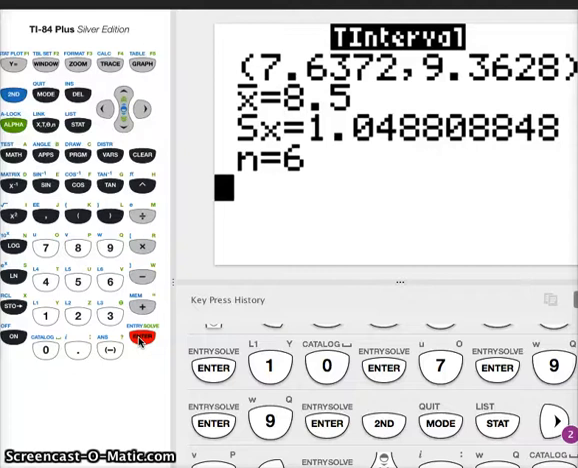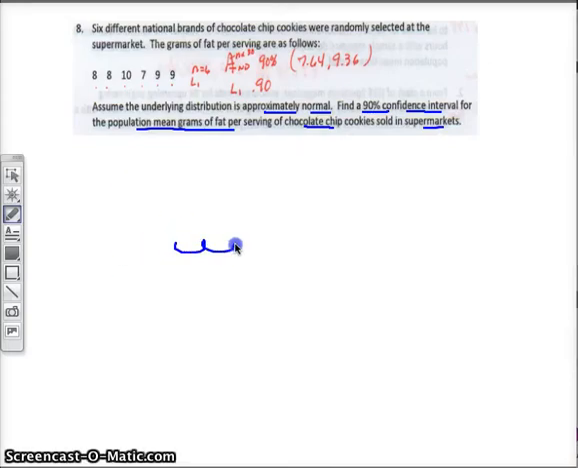7.64 and 9.36. We are 90% sure that the mean fat weight for these cookies in the supermarket is in that interval. So hopefully you enjoy that. Again, I would write that out, but you don't have to do that on your test. And there's the data and the results posted up there as well. I hope this helps you with doing a couple problems in this lesson.